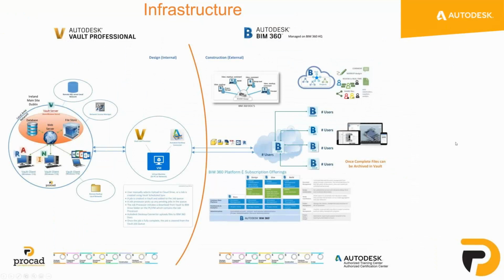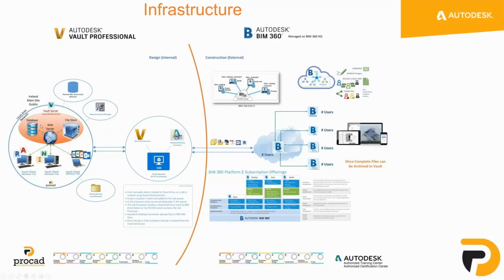Just want to quickly go through the architecture of this. It's a bit more technical, but it's, I suppose, just to make you aware of what's necessary. So, and I understand this drawing is a bit cluttered, but I'll just go through the important aspects here. So on the left side you have Vault, on the right you have BIM.